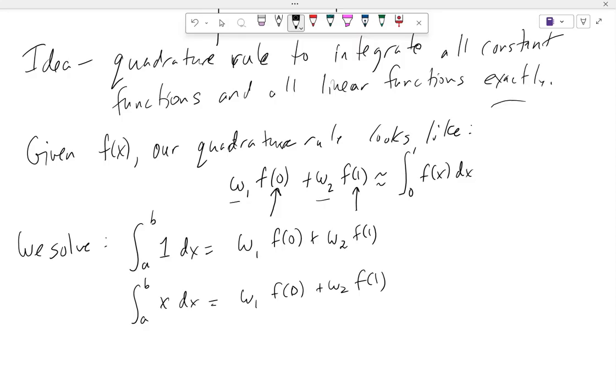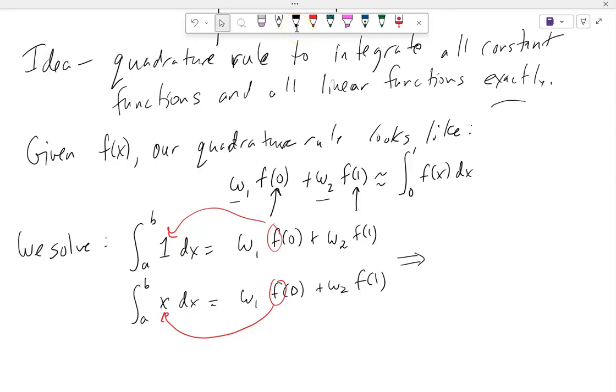Now, I've written an arbitrary x over on the right-hand side. But remember, that's not an arbitrary f. The f is the function we're trying to integrate, right? So in the first equation, the f is that. In the second equation, the f is that. Okay? All right, so let's see how this simplifies.